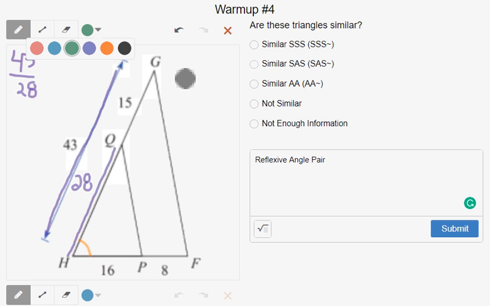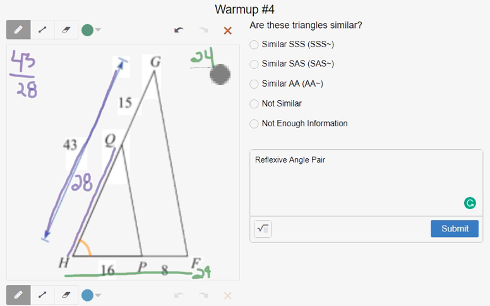We have another pair of sides that we can compare, HF. Well, that's 16 units, and 8 units for a total of 24 units. And we're supposed to compare that to HP, which is 16.